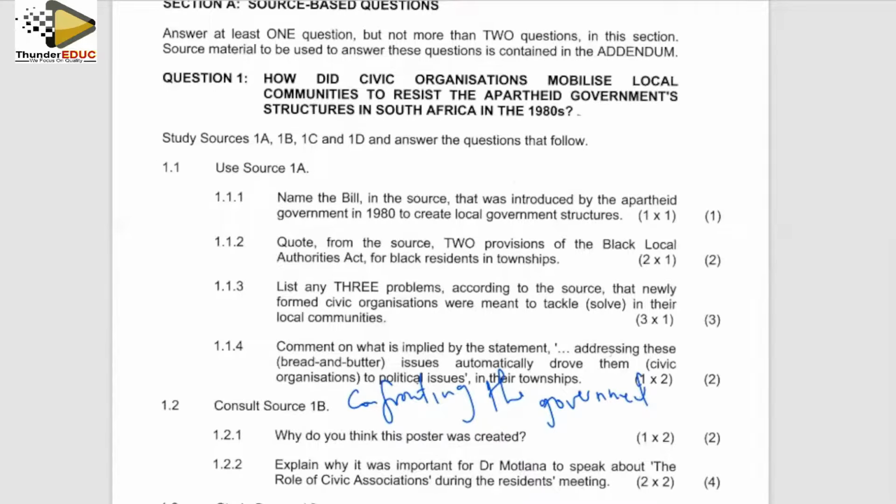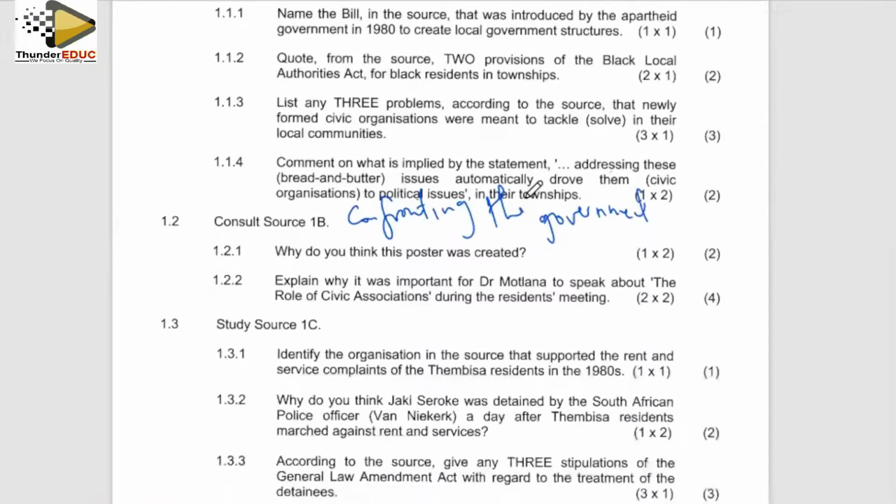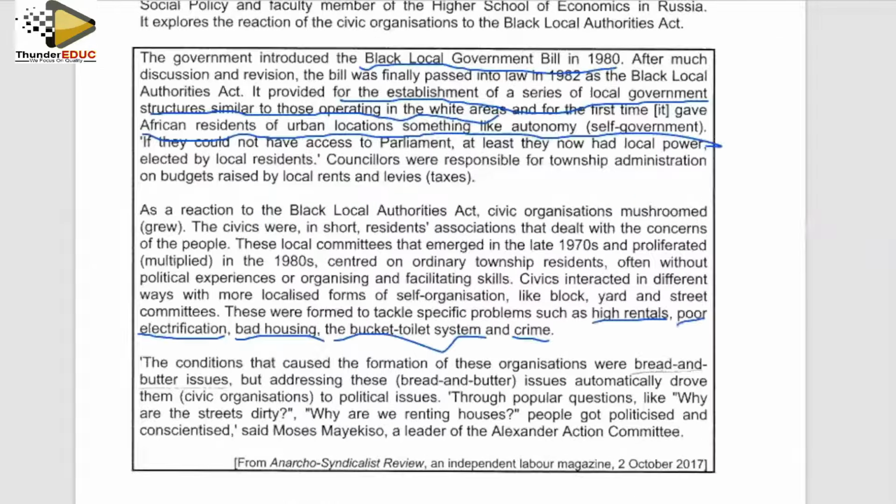If you are to take it from the perspective of what was happening in the townships during that era of the 1980s. Right. So that is the first question, the first part of the question, number 1.1. Let's go to the next source. Source 1B. Why do you think this poster was created? Let's go to the poster. Right. Why do you think a poster was created?